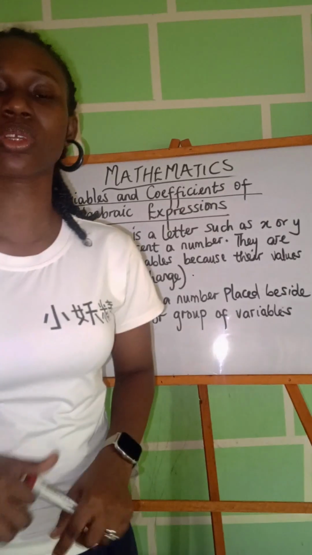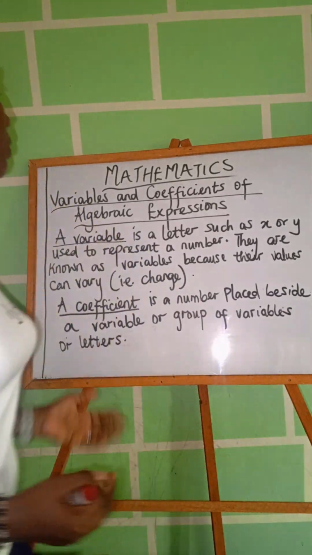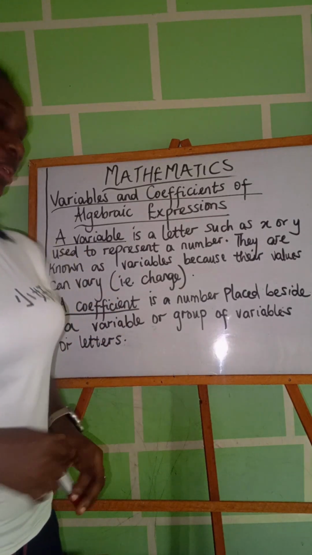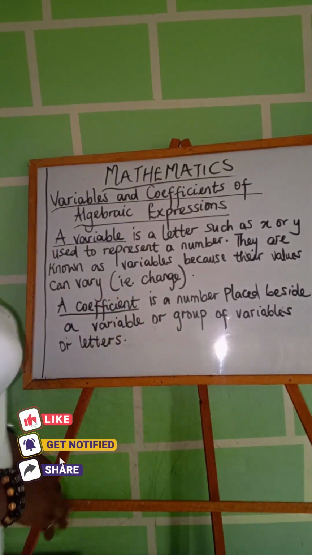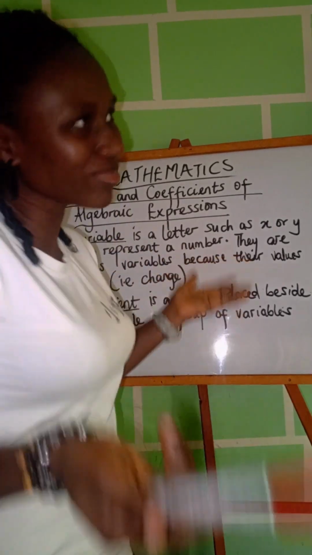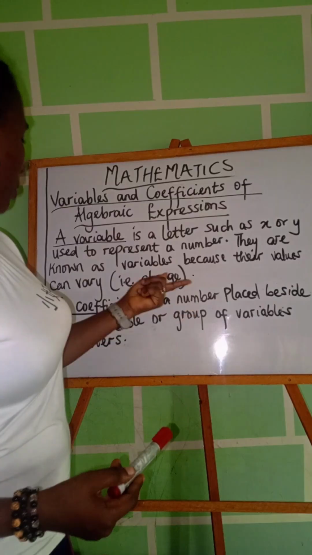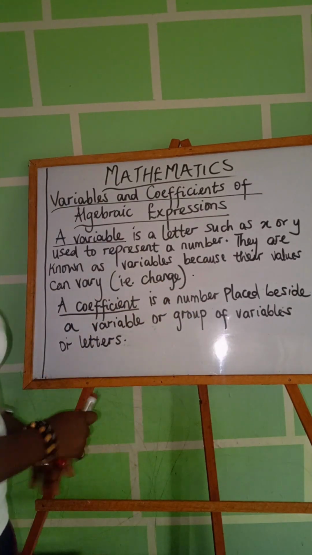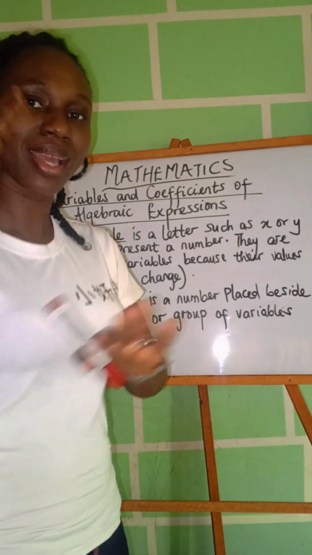In our previous class, we talked about introduction to algebra, and now we are moving to variables and coefficients of algebraic expressions. Now, what is a variable? We talked about variables before. I just want to do a short recap because of this topic. A variable is a letter such as X or Y. It could be any letter, used to represent a number. They are known as variables because their values can vary. That means they change. When you see i.e. in mathematics, it just means that is.